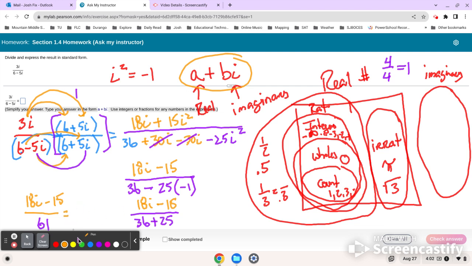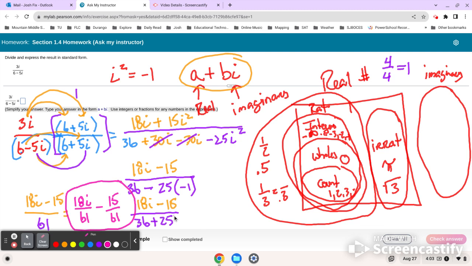So that means I'm going to take this, and let's go to a color I haven't used yet. Let's go pink. So that means I'm going to take this and I'm going to put 18i over, darn it, sorry, there's a little button on my pen, and I touch that button as I'm writing, and it kind of keeps it going. And that's kind of a mistake on my part. So 18i over 61 minus 15 over 61. So I'm going to pull out my trusty calculator. I'm going to see if any of that simplifies.